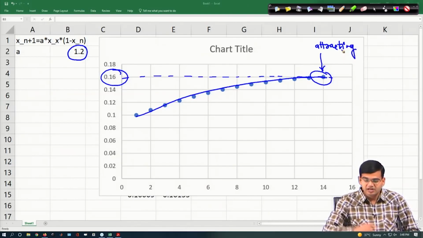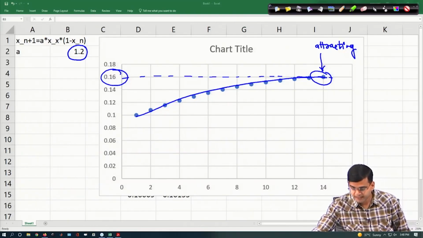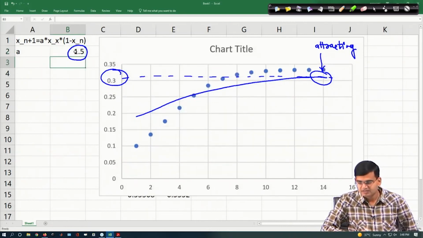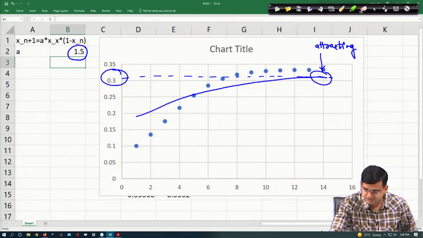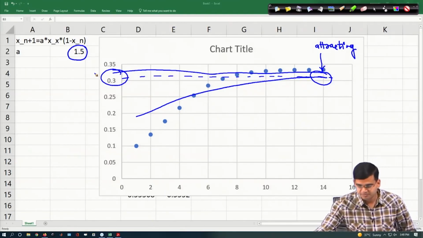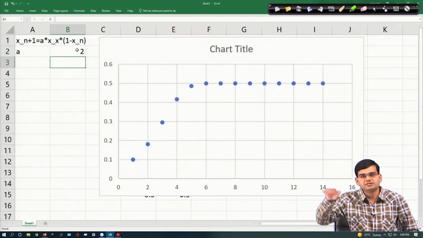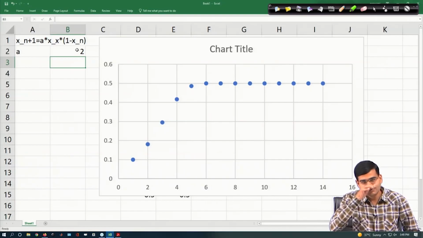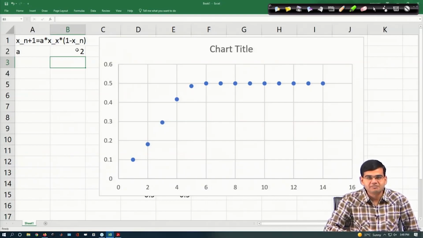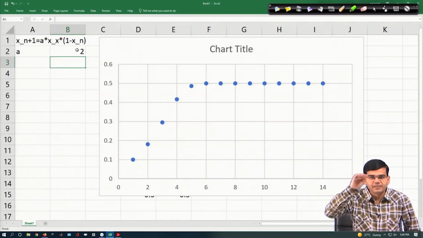Let me see if this is the case for other values of A in this range as well. I will change this to 1.5. You see, your system is saturating again to this value. Let me do it further. I will make it 2, again you see saturation. So, as I go on increasing the value of A, my system has an upper fixed point, which is an attracting fixed point.